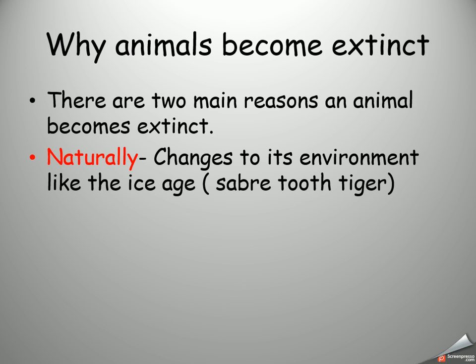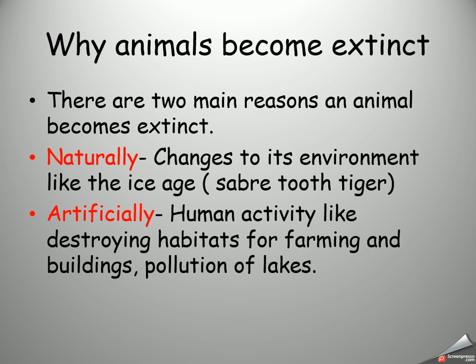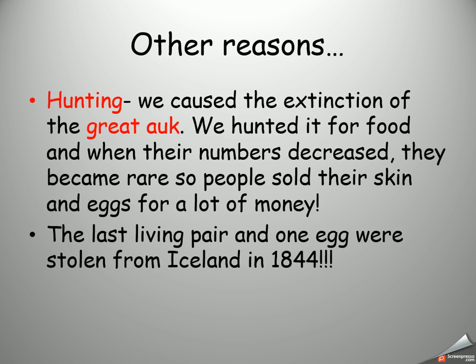So when there was no longer an ice age, the habitat of the animal changed so much that it couldn't evolve to its changing environment fast enough, and so they all died out, including the woolly mammoth right there as well. Or artificially, this is the horrible one, like human activity, where we destroy their habitats, where they live, for farming, we put buildings on it and we pollute the lakes, and so things might become extinct.